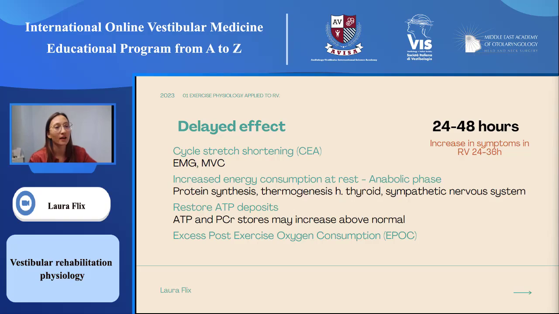So this fatigue that will be in a lot of different parts of the body or of the mechanism can explain the increase in symptoms that sometimes appears in the patients that are in vestibular rehabilitation, lasting 24, 36, 48 hours after these exercises, not after the sessions.